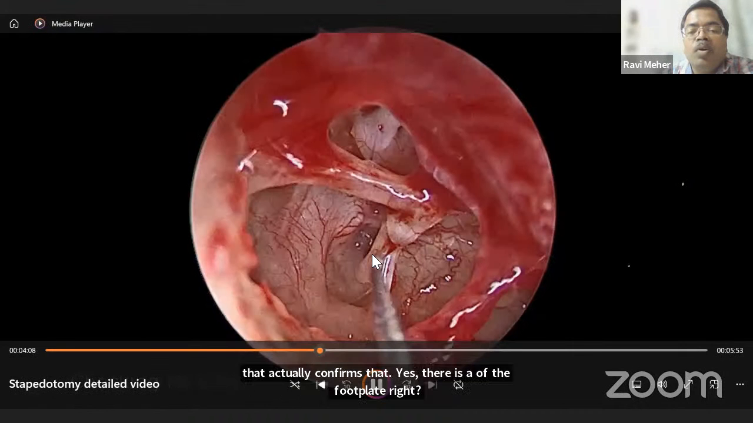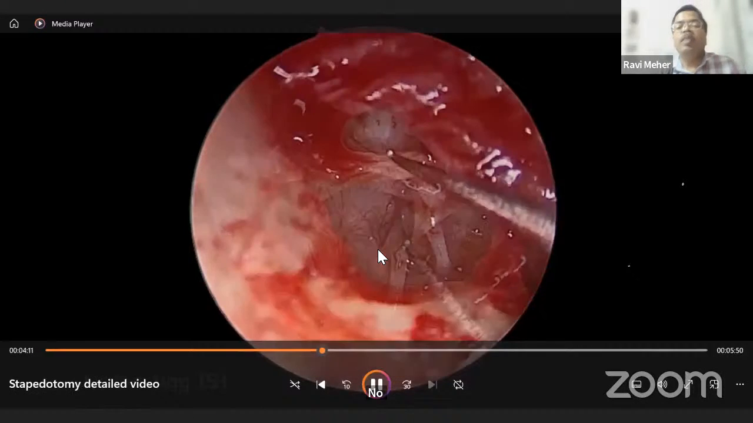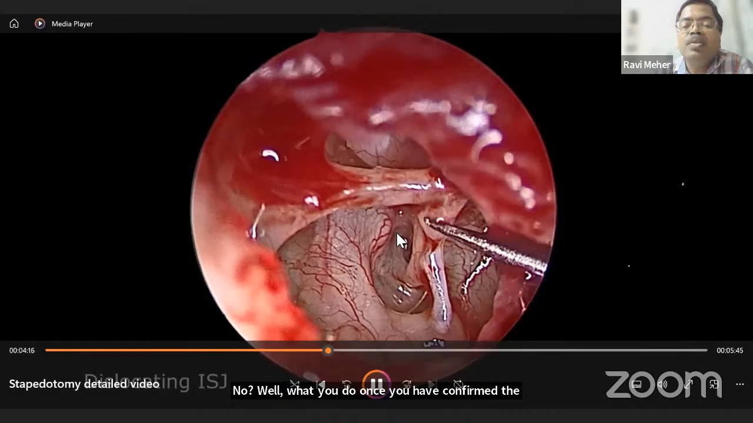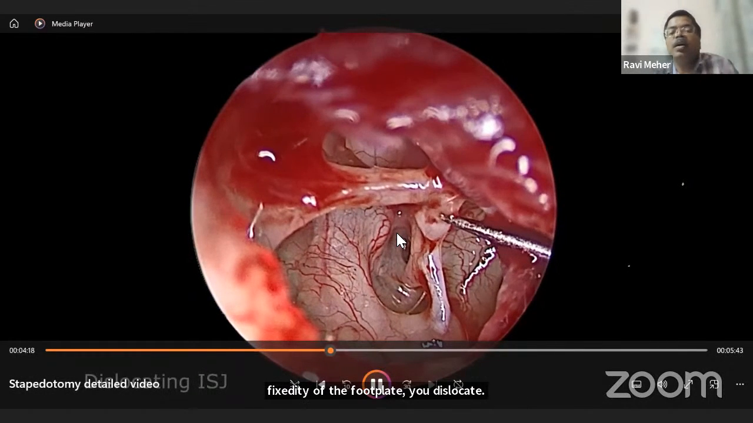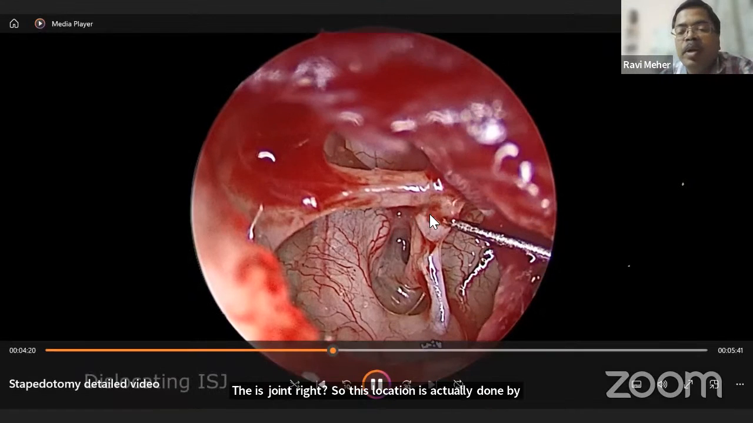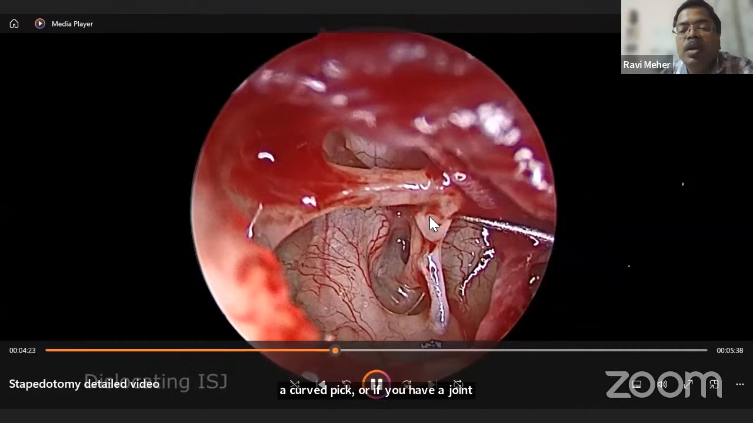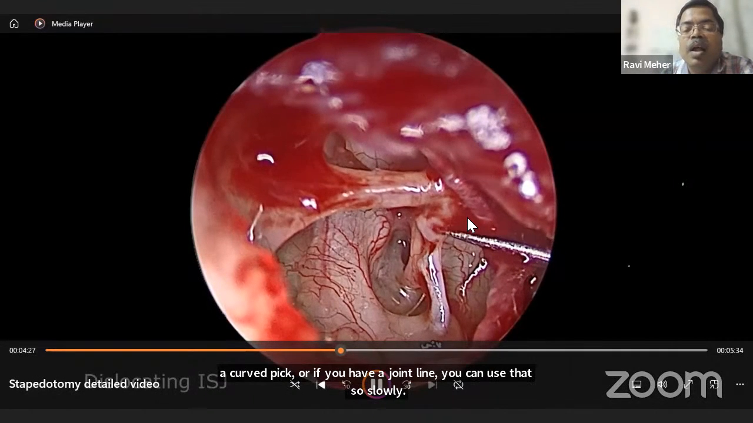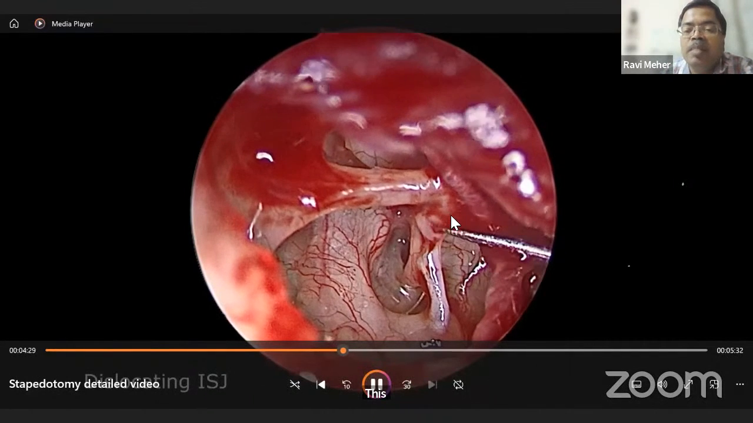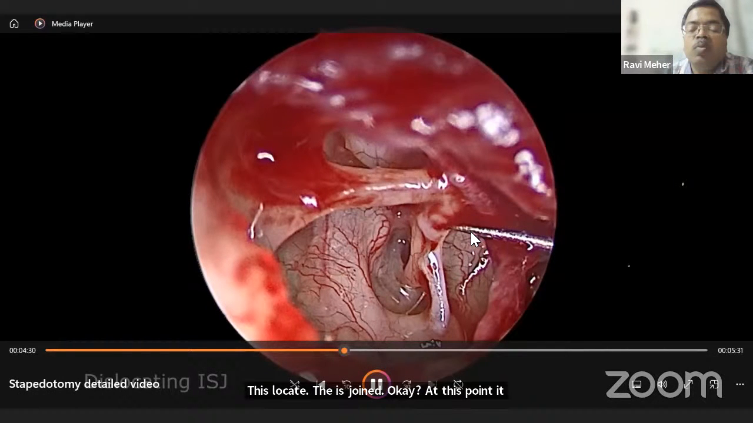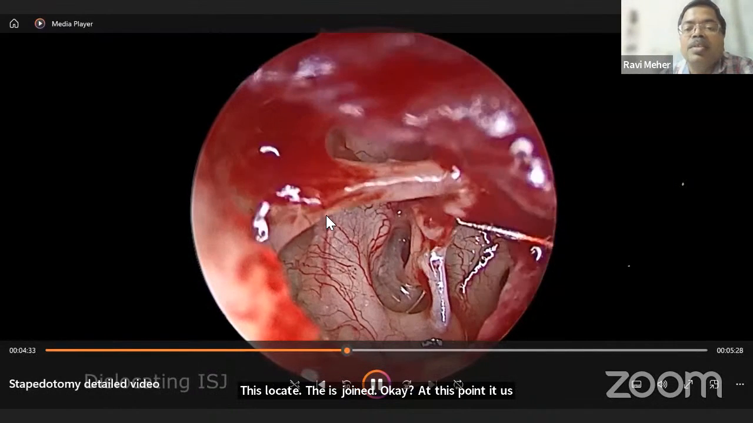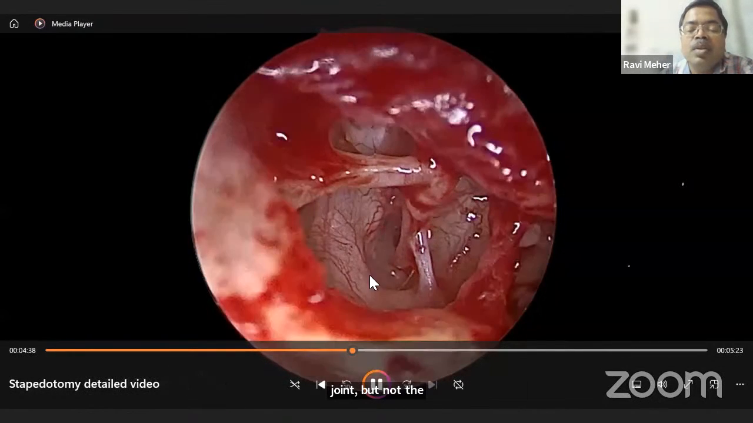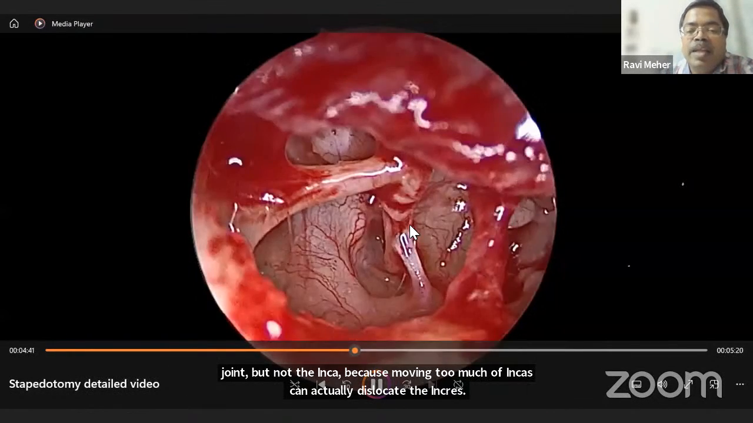Now, once you have confirmed the fixity of the footplate, you dislocate the IS joint, right? This dislocation is actually done by a curved pick, or if you have a joint knife, you can use that. So slowly dislocate the IS joint. Okay. At this point, you should be gentle, because you want to dislocate the IS joint, but not the incus, because moving too much of the incus can actually dislocate the incus, right? So here you have to be gentle.